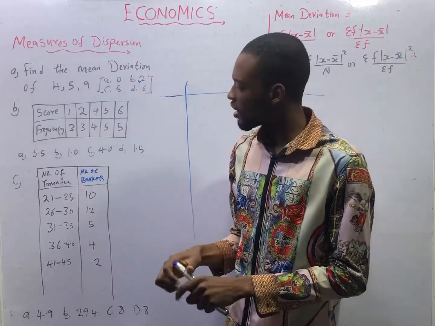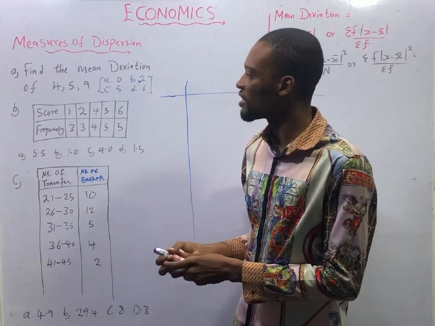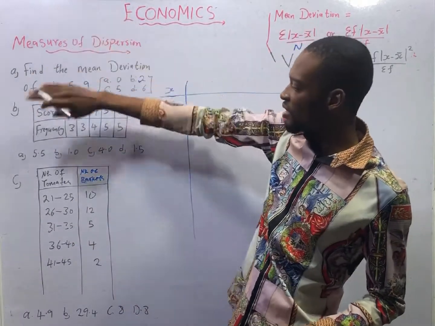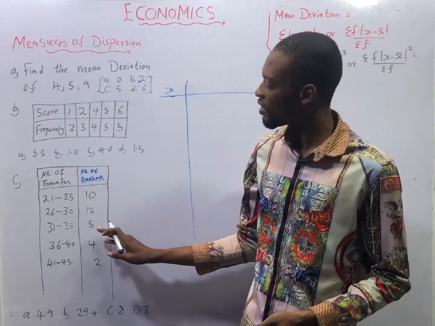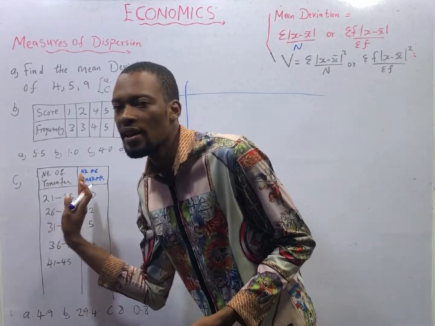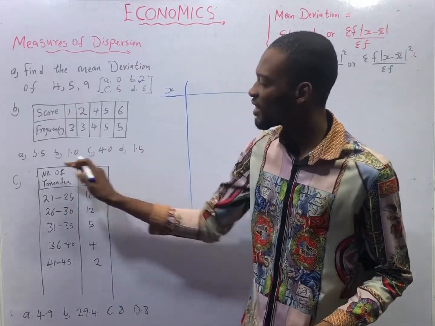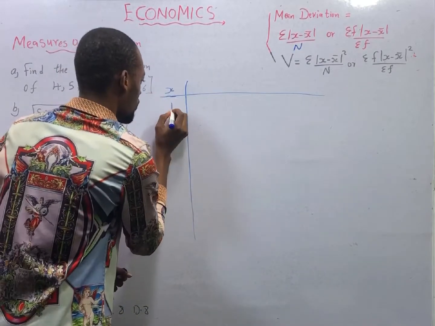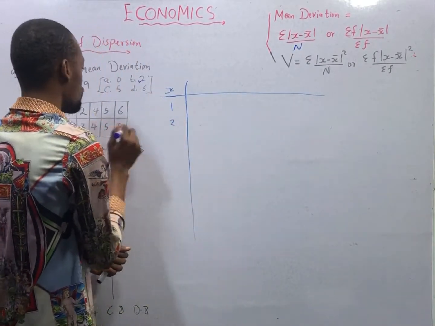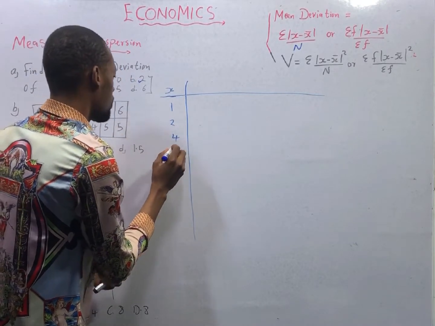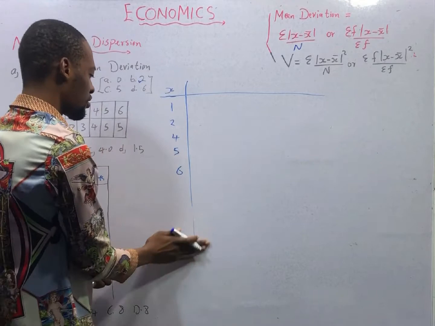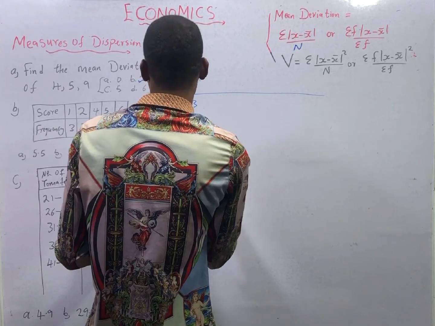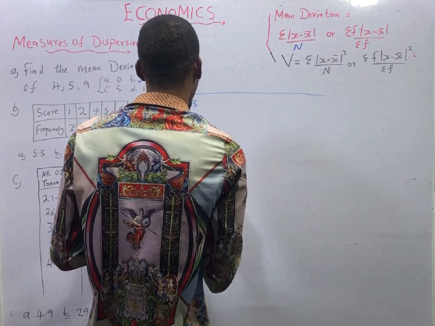We are given scores and frequency. So the score is taken as S. Remember I told you that when you have a table like this, the one at the top is your S, the one at the bottom is your F. If you have tables like this, this side is your S, this side is your F, irrespective of the title that you see. So for S, we have 1, 2, 4, 5, and 6. For F, we have 3, 3, 4, 5, and 5.